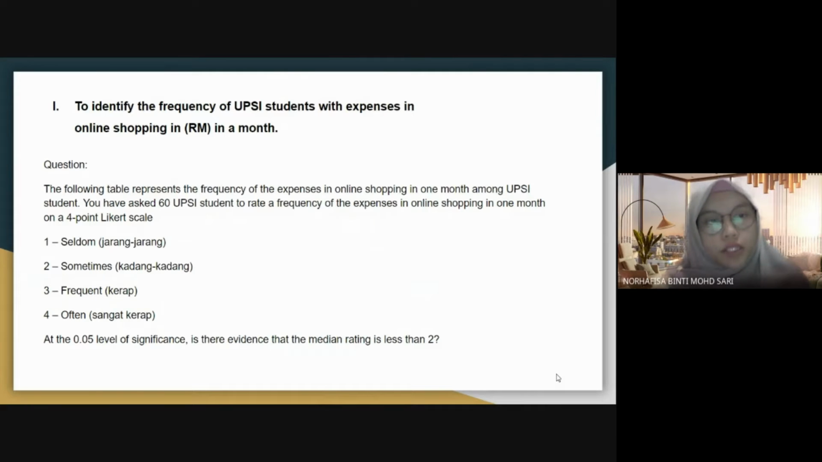For the first objective, to identify the frequency of UPSI students' spending in online shopping in Ringgit Malaysia in a month. The following table represents the frequency of the expense in online shopping in 1 month among UPSI students. We asked 60 UPSI students to rate it on a 4-point Likert scale: 1 is seldom, 2 sometimes, 3 frequent, 4 often. At the 0.05 level of significance, is there evidence that the median rating is less than 2?